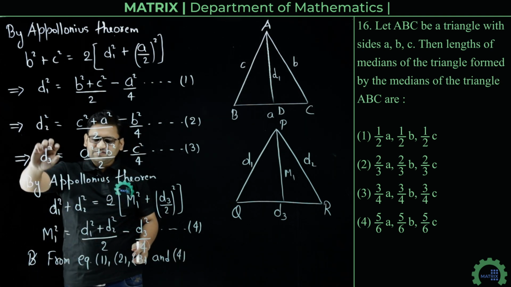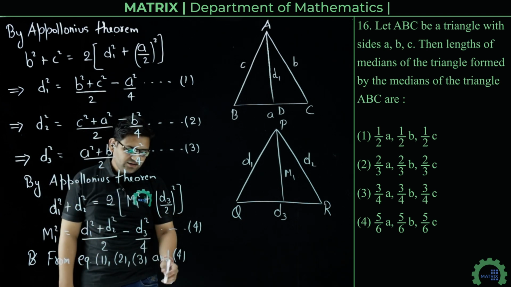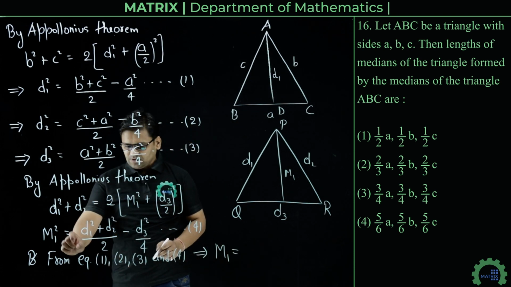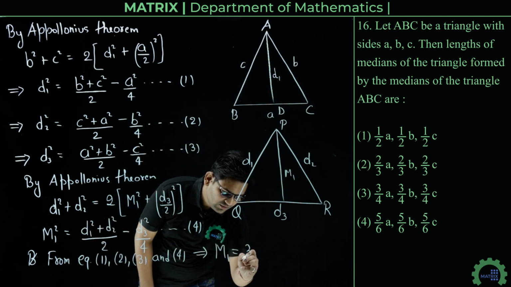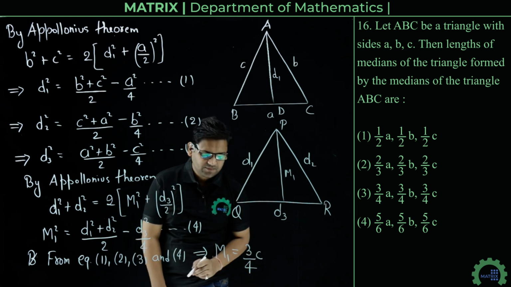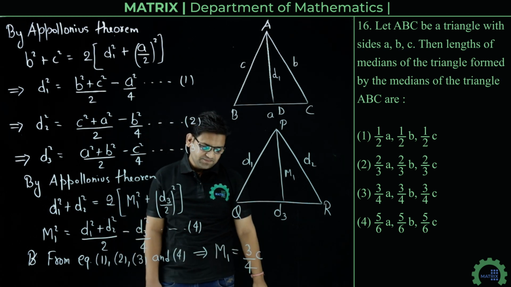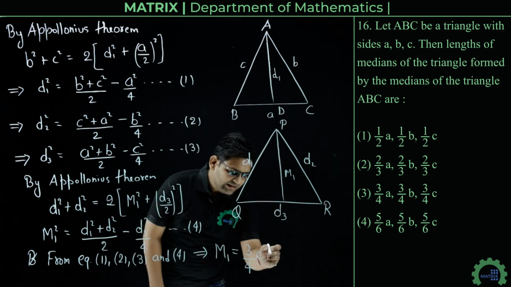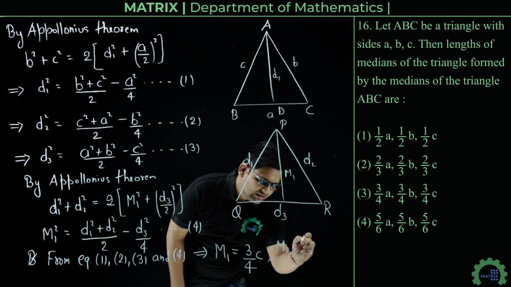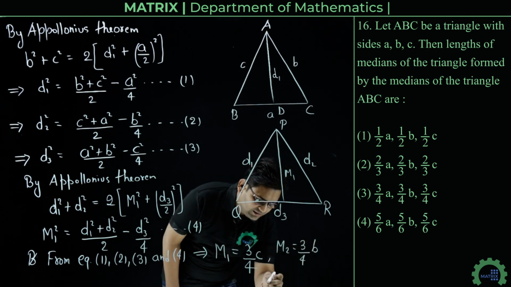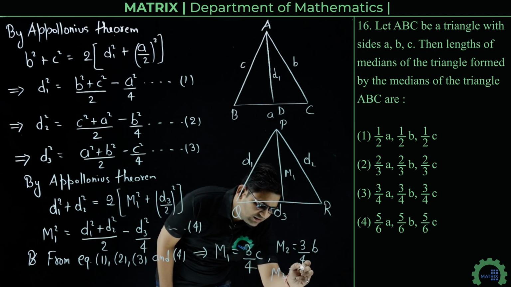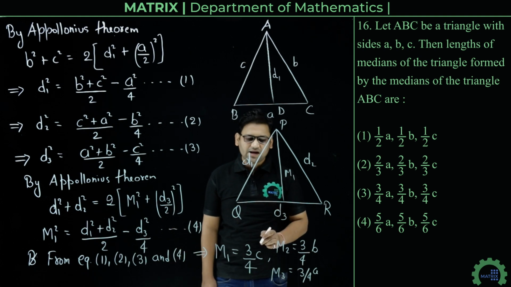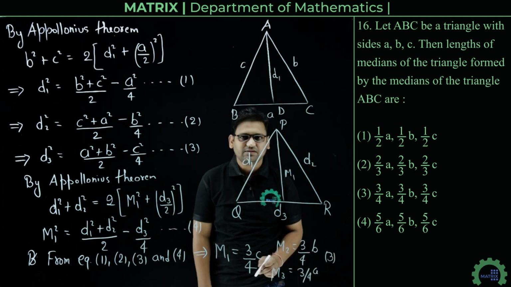When we substitute these values in equation number 4, we get m1 is equal to 3 by 4 of c. So the length of the median of this triangle is 3 by 4 c. Similarly, the other median will be 3 by 4 of b, and the third median will be 3 by 4 of a. So option number 3rd is the correct answer.